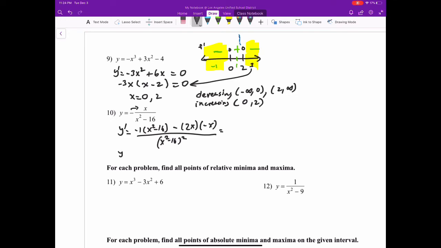This equals negative x squared plus 16 plus 2x squared. I combine those together, over x squared minus 16 squared. Rewrite the top as just 2x, and then negative x becomes just x squared plus 16, all over x squared minus 16 squared. Okay.